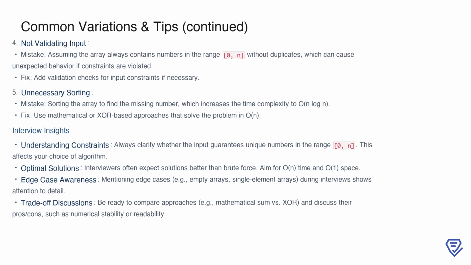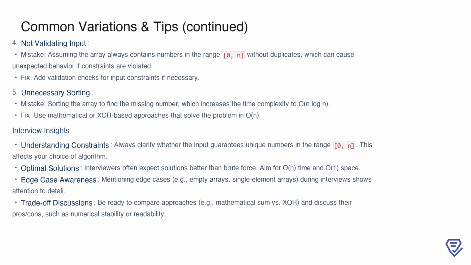Another pitfall to be aware of is not validating the input. If you assume the array always contains numbers in the range 0 to n without duplicates, you might encounter unexpected behavior when constraints are violated. To prevent this, consider adding validation checks if the scenario allows. Additionally, some people resort to sorting the array to locate the missing number. While this may work, it unnecessarily increases the time complexity to O(n log n). Instead, opt for mathematical or XOR-based solutions that achieve O(n) efficiency.